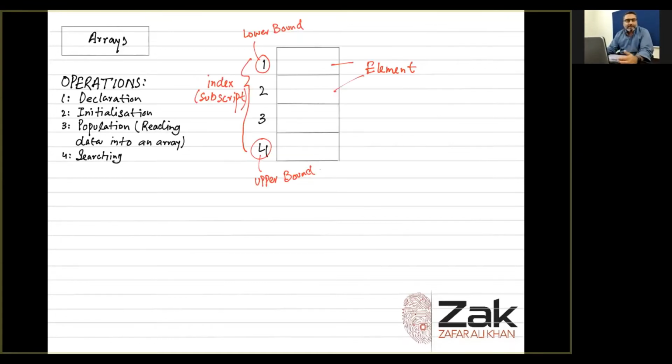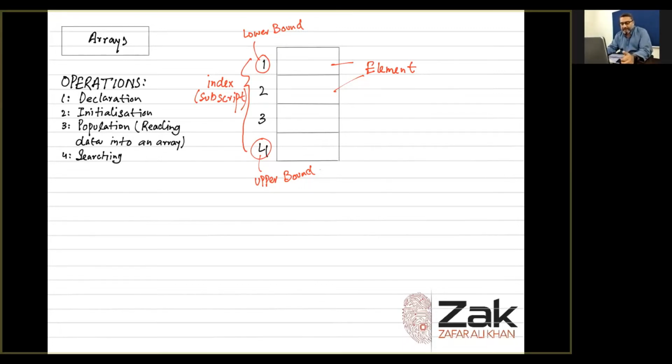So let's see first thing, what is an array? An array is actually a memory location which is holding not one but many data items. Not one but many data items. So this whole structure is made in one memory location, which is consecutive.